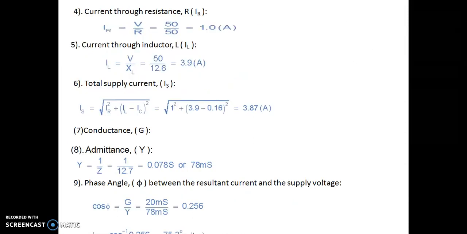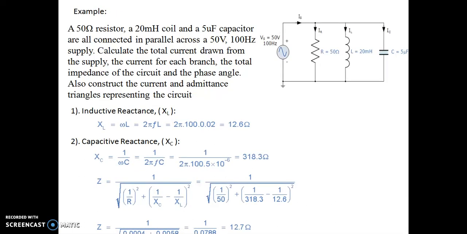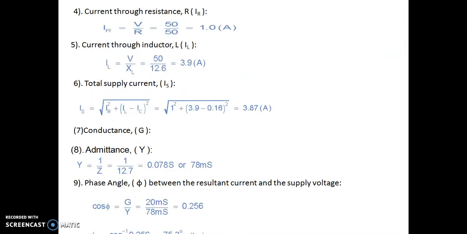So the current through the resistor IR is equal to V by R, 50 by 50, where as you can see 50 is the RMS value of the source voltage. So 50 by 50 gives 1 ampere. As we have noted earlier, the voltage across a parallel combination remains the same, so the current through the inductor will be 50 by 12.6, which gives 3.9 ampere, where 12.6 was the inductive reactance.